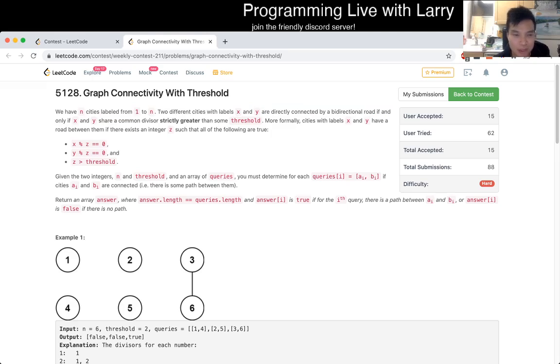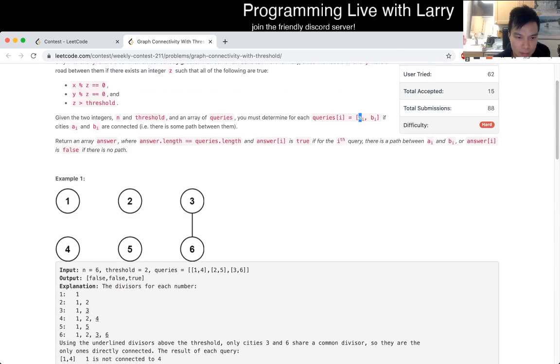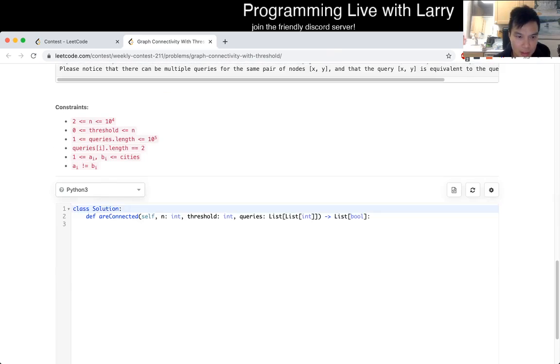Okay, focus. What is going on here? If x and y share a common divisor, so GCD is greater than some threshold. Okay, and then threshold. If n, b sub i are connected. What is n?